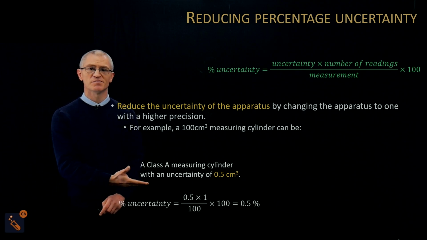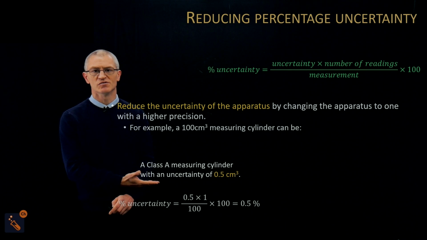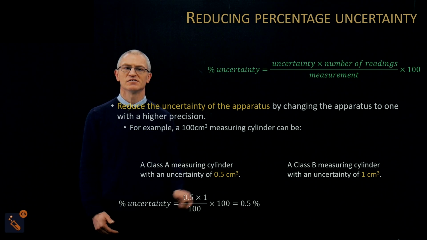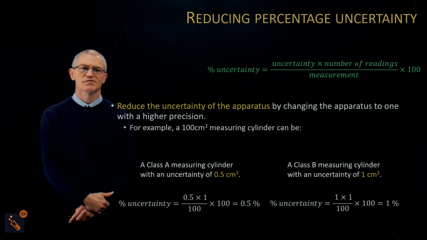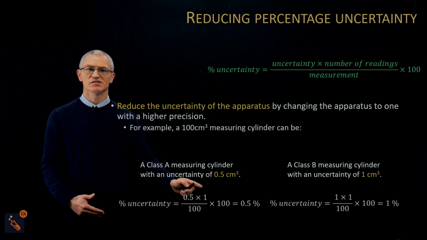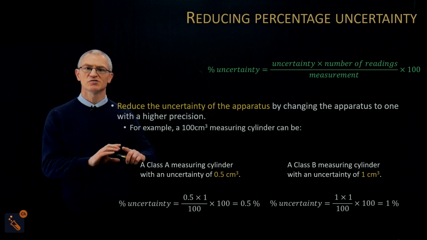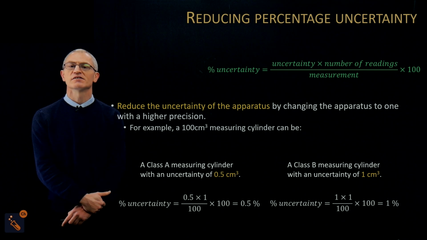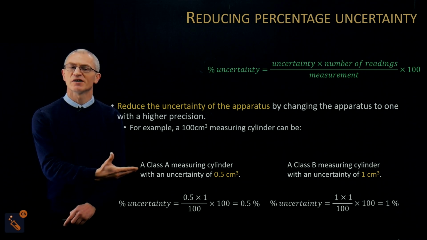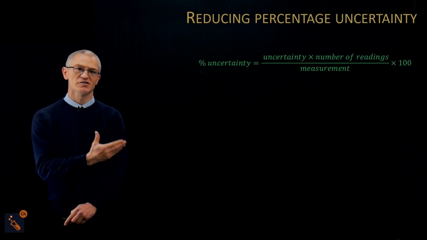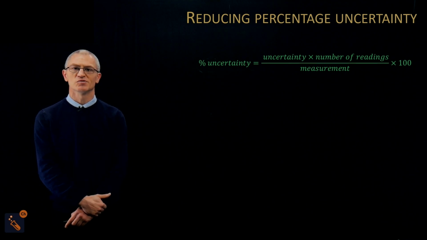Now, Class A is a more expensive piece of equipment, and you probably won't have it in your school. So therefore, we usually have Class B. Now, Class B has an uncertainty of 1 centimetres cubed. If you put that into the equation, you get 1%. And as you can see, you have changed your percentage uncertainty from 0.5 to 1% by the use of a different measuring cylinder. This is the least likely kind of answer. We're going to go on now to talk about the most commonly questioned, and that is the measurement. So in the exam, this is much more likely than the example which you're going to get given.